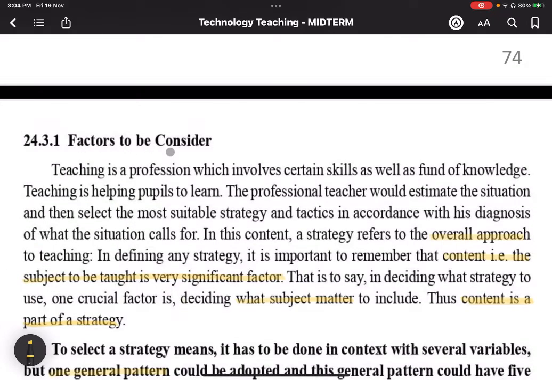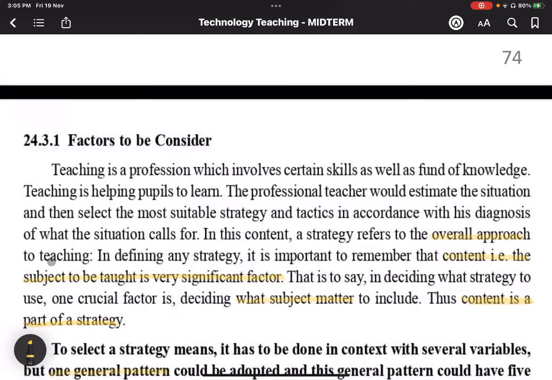What are the factors to be considered in designing or making a strategy for teaching? Teaching is a profession which involves certain skills as well as fund of knowledge. Teaching is helping pupils to learn. The professional teacher should estimate the situation and then select the most suitable strategy and tactics in accordance with this diagnosis of what the situation calls for. This strategy refers to the overall approach ng teacher.